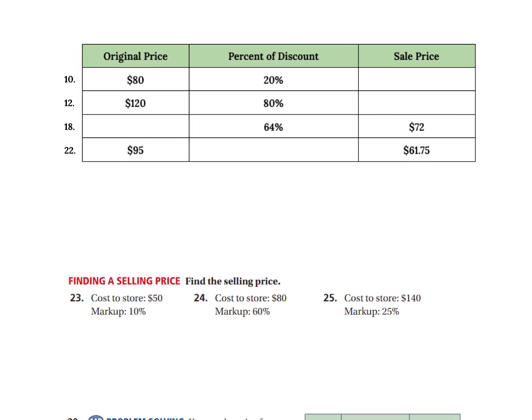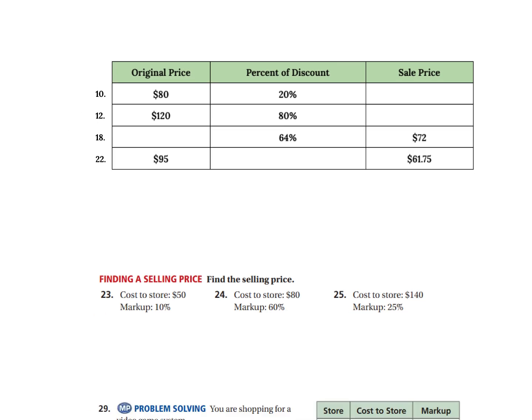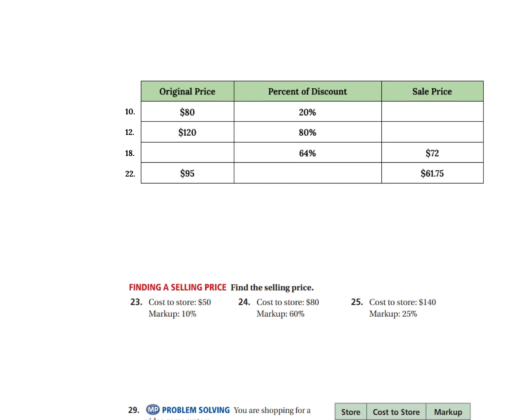Alright, moving on to 10, 12, 18, 22. It's giving us kind of a table to look at. It gives us the original price, the percent discount, and then the sale price. So remember my original price, that would be like if I'm paying 100%. My discount is what I'm taking off. Sale price would be kind of what I'm trying to solve for.